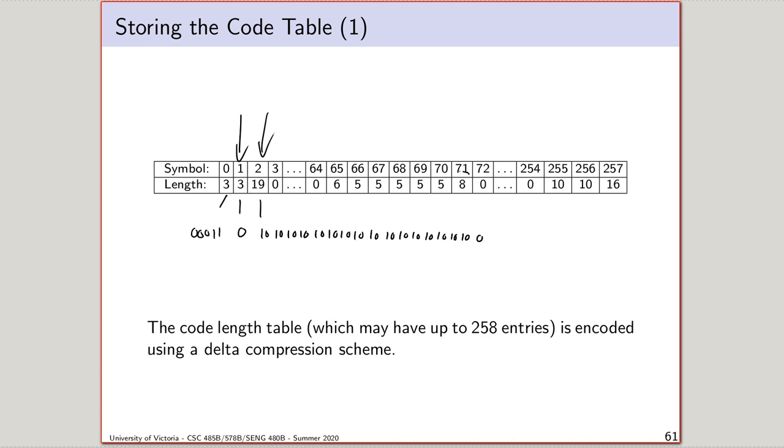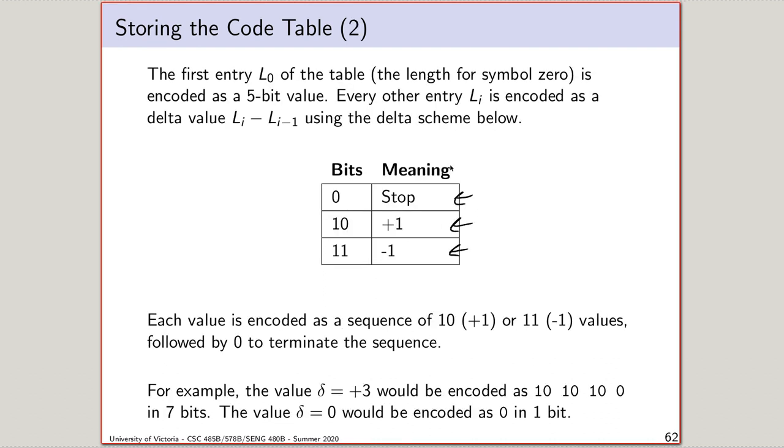We're probably more likely to see things like this: a 6, then a 5, then a bunch of other 5s, then an 8. On average, unless we've got an incredibly skewed distribution where we're likely to get good compression just by doing Huffman coding at all, if we have an average distribution, the code lengths won't be too different from each other. So we use this basic delta compression scheme to encode each value after the first value as a delta.